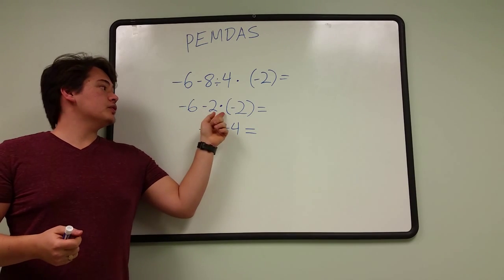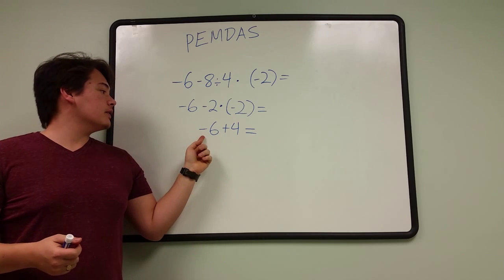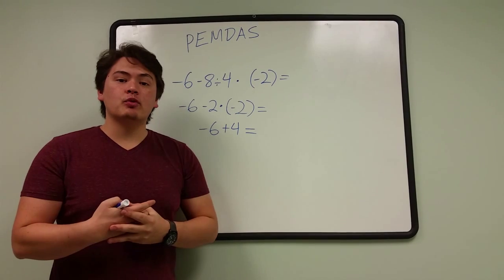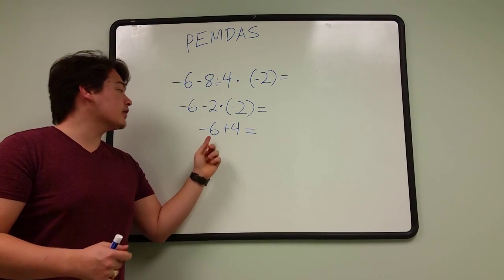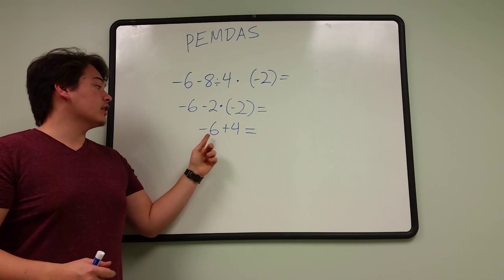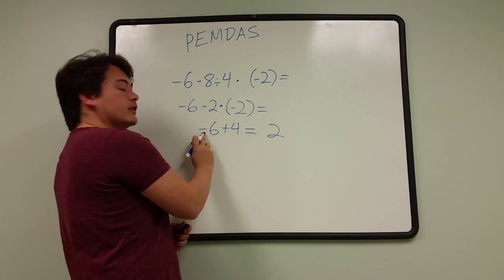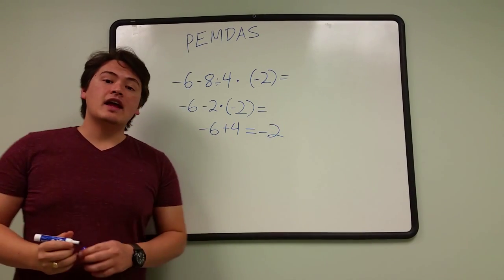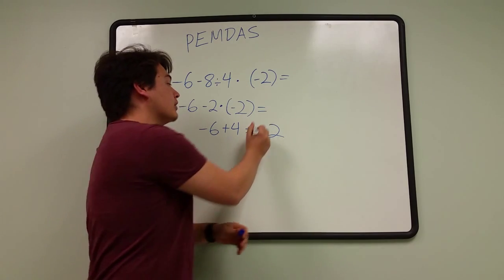So -2 times -2 gives us a positive 4, and then we have a -6 and a positive 4. So they are going to subtract from one another and take on the sign of the greater number, which in this case is 6. So 6 minus 4 is going to give me 2, and it takes on the sign of the bigger number, which is 6, so it's going to be a -2. So -2 is going to be my final answer.